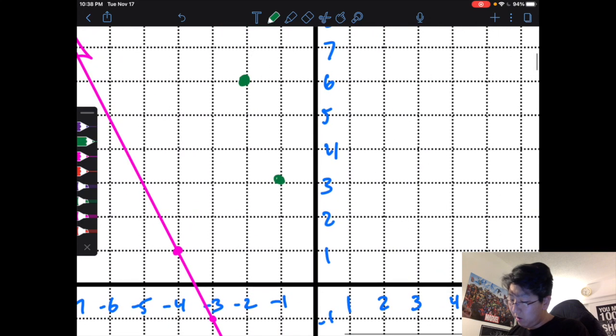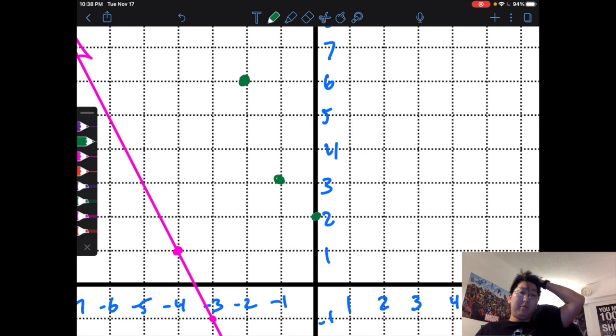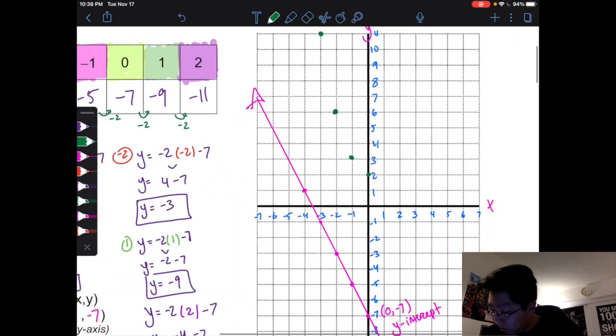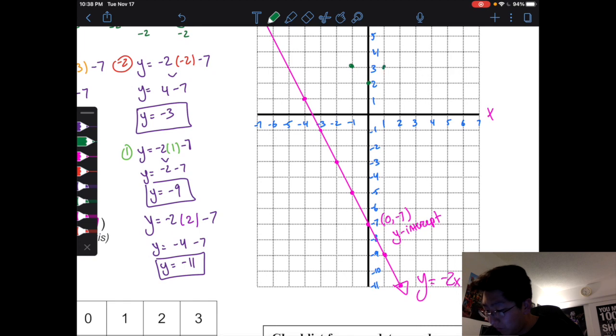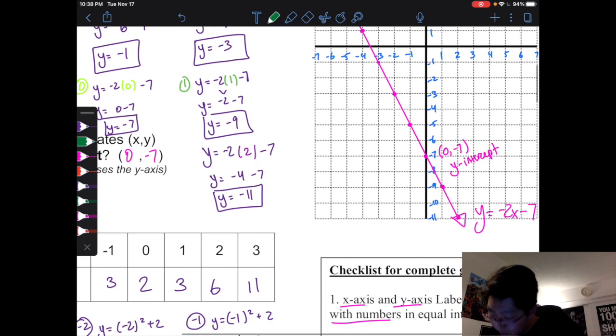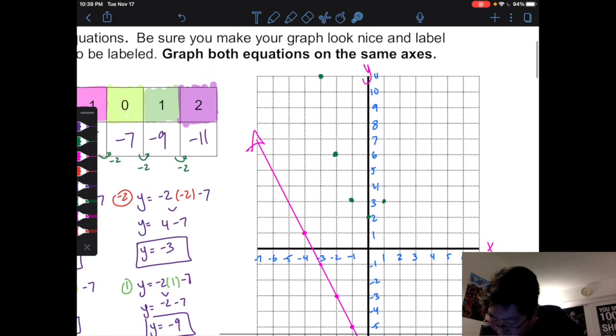Zero, 2. That's a little bit easier to find. Remember, what's that word called when we have a part of the line that crosses the y-axis? The y-intercept. Because that's the part where it crosses the y-axis. All right, and then let's keep going. 1, 3. 2, 6. Right here, 2, 6. You're going to notice that it kind of looks like a U, 3, 11.